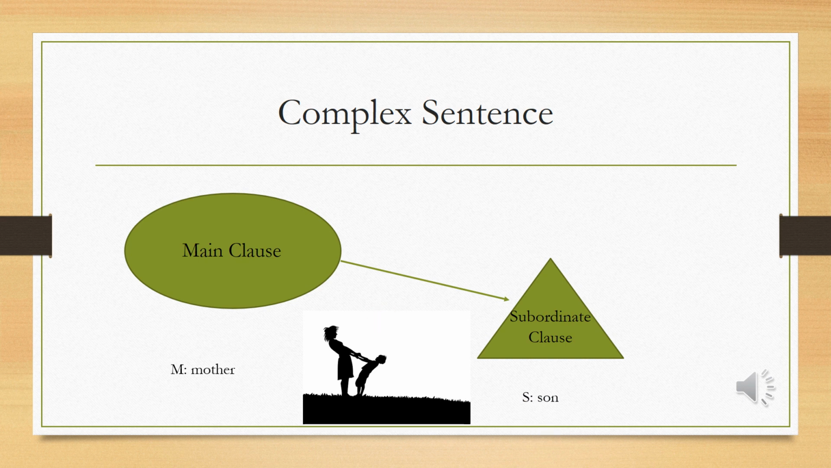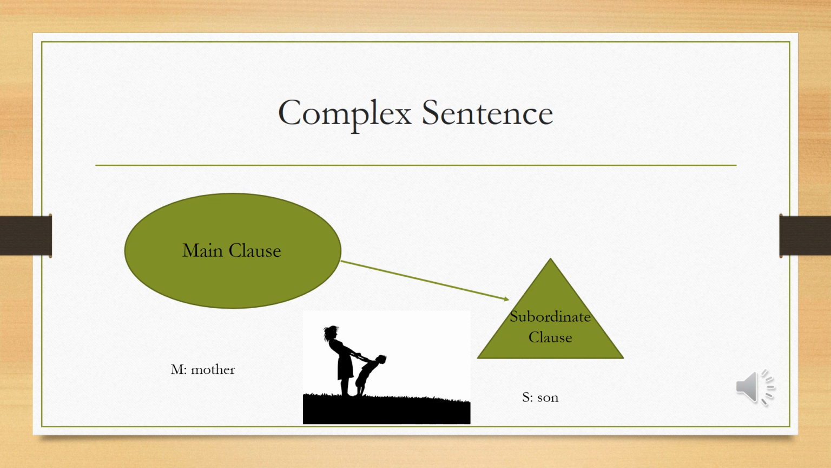In a complex sentence, you will have usually a main clause and at least one subordinate clause. Here are easy mnemonics for you. Main clause starts with M and mother starts with M too. A subordinate clause starts with S and a son starts with S. Now, why do we need this mnemonic? Because a main clause is the main idea of this sentence.